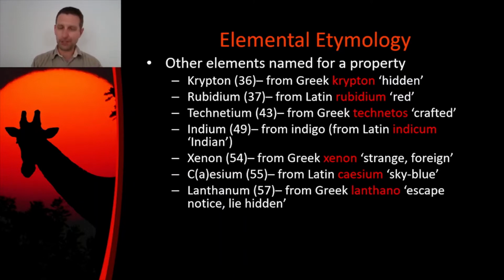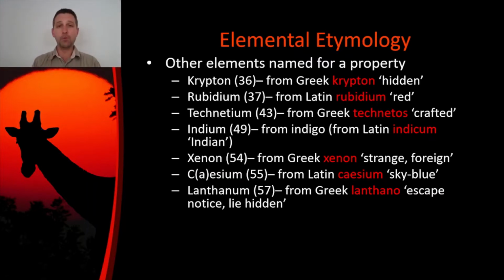Lanthanum is particularly interesting because it doesn't come from a color or even a noun. It actually comes from a verb in ancient Greek. This verb, lanthano, in ancient Greek means to escape notice or to lie hidden. It can be a word that you can use if you're speaking ancient Greek to talk about forgetting things. Something has escaped your notice or whatever.